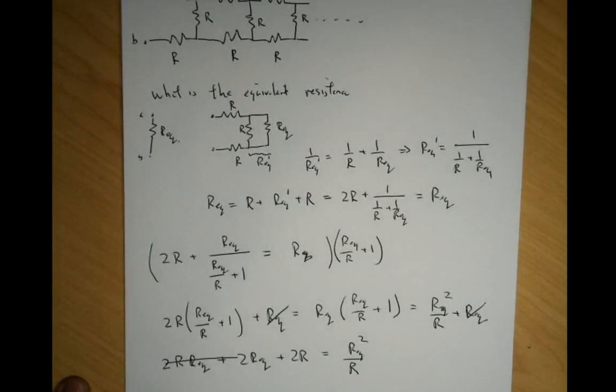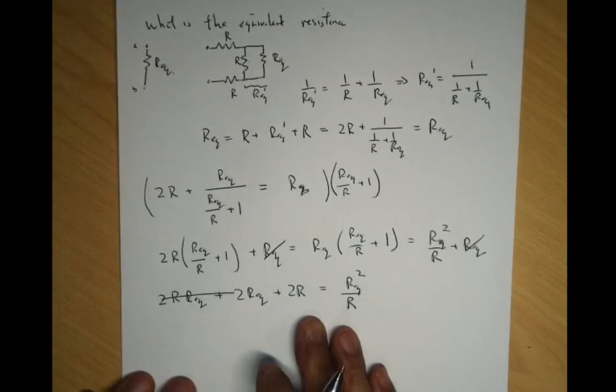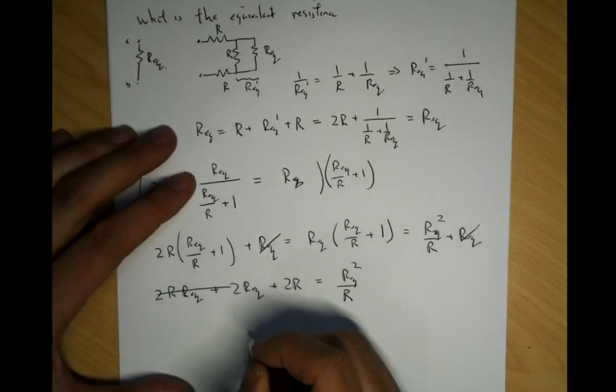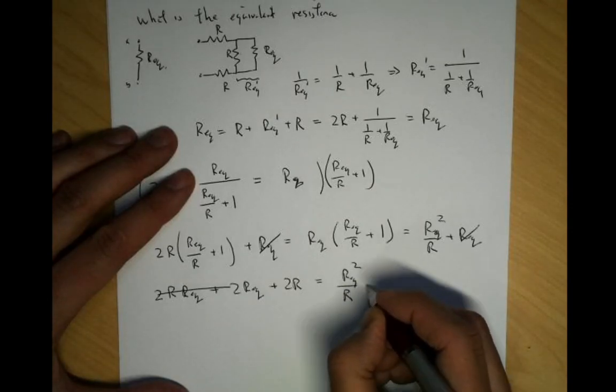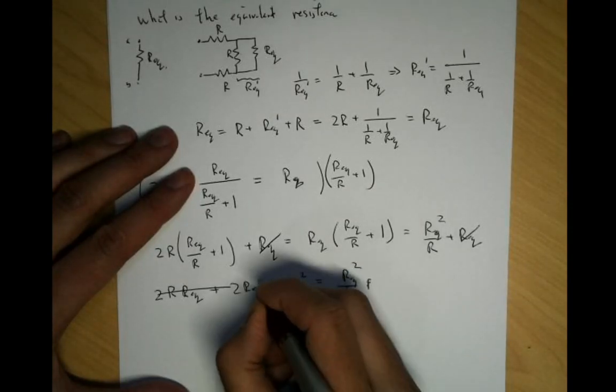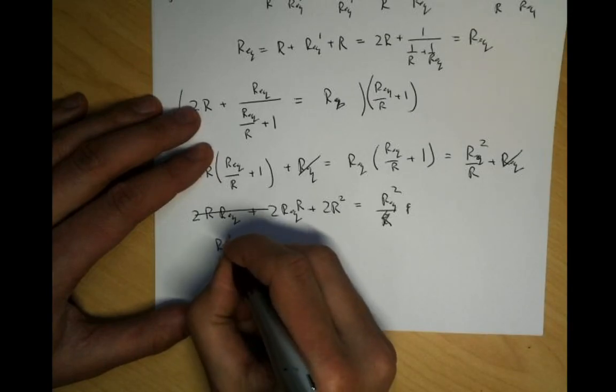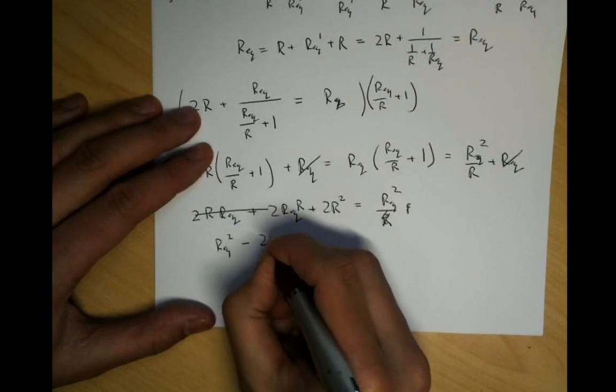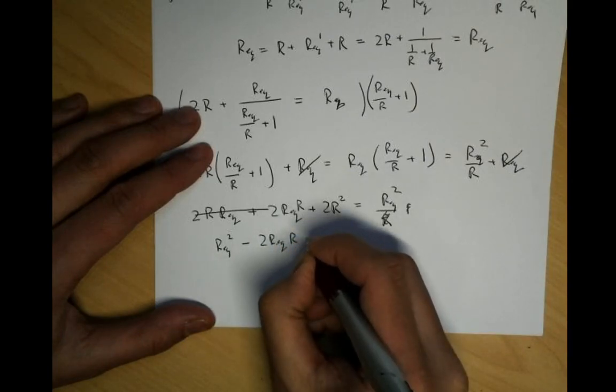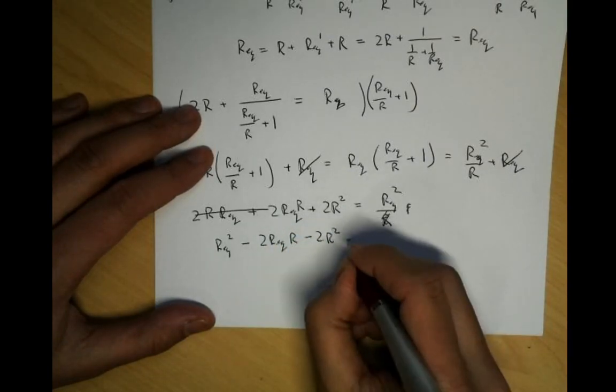Okay. And now let me make sure. Yeah, okay, I always get something wrong in my notes, and so basically this is easy enough to fix. I'm going to multiply this by R again. And so this just becomes a quadratic equation now. R equivalent squared minus 2R equivalent times R minus 2R squared, okay, equals 0.